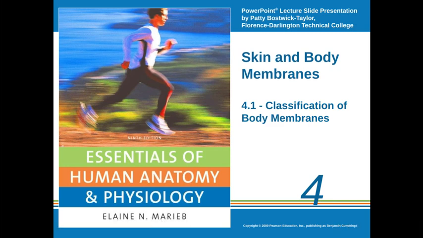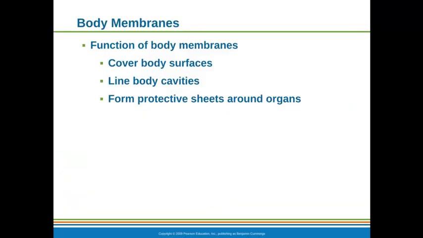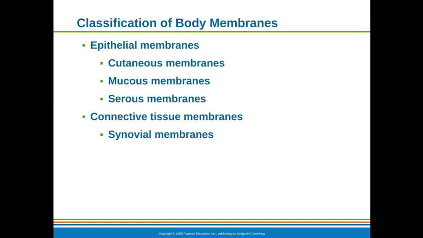Okay, guys, today we're going to be starting Chapter 4, dealing with the skin, commonly known as the integumentary system. So, let's talk about body membranes first. Now, the basic function of these is to cover our body surfaces, line the body cavities, so the cavities that we talked about back in Chapter 1. We have specialized membranes that line those, and then also to form protective sheets around organs.